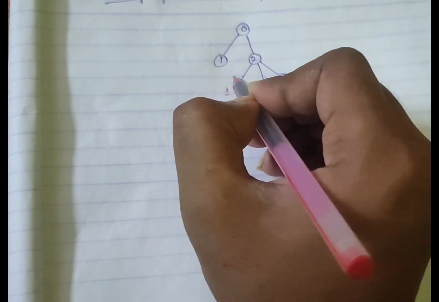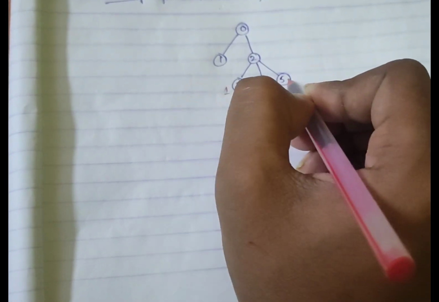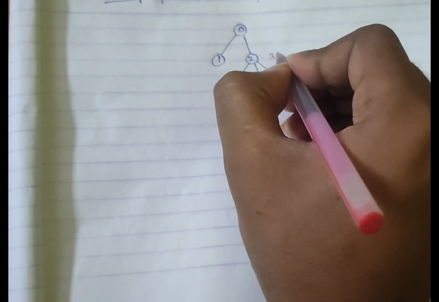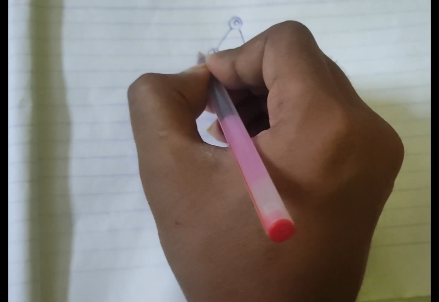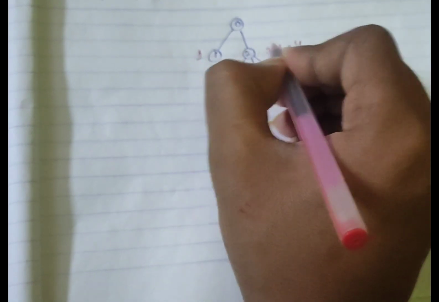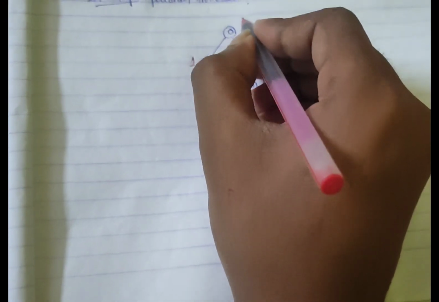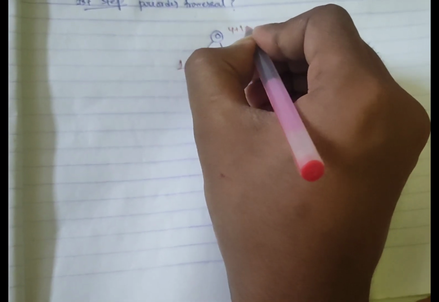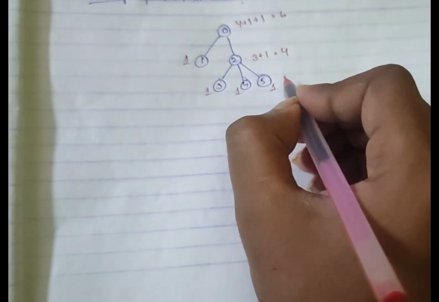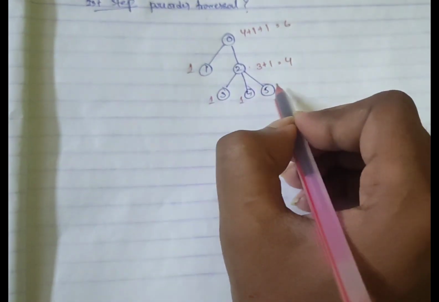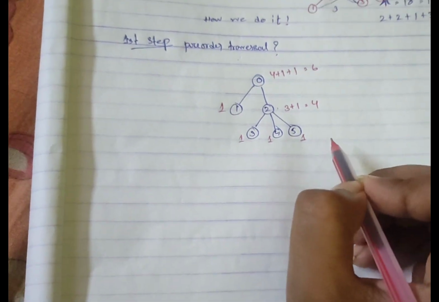For 0, see, the distance is what? In 3 it is 1, so 3 plus 1 that is 4, and then 0 to 2 distance is what? 1, so 4 and 1, and for 0 the total distance is what? 4 plus 1 plus for 0 that is 1, that is 6. Okay, so that's how we clear the distance.